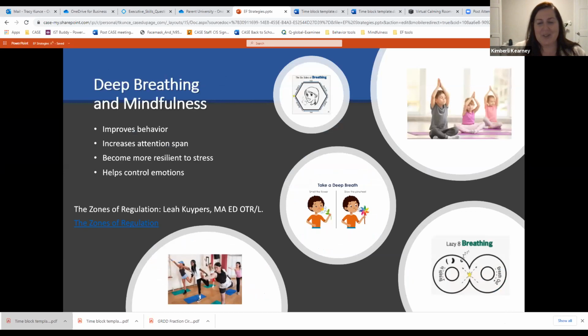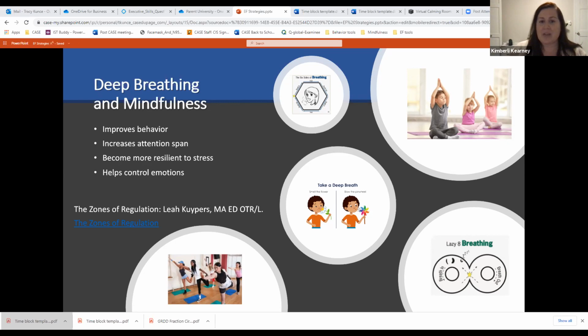Another strategy we really try to use is deep breathing and mindfulness. And this can start very early and go into teen and adult years. I think everybody just feels better when they take a big breath. You can feel the relaxation kind of move through your body. And deep breathing and mindfulness is known to improve behavior and increase your attention span. You can become more resilient to stress and help control your own emotions when these are practices that you regularly use.